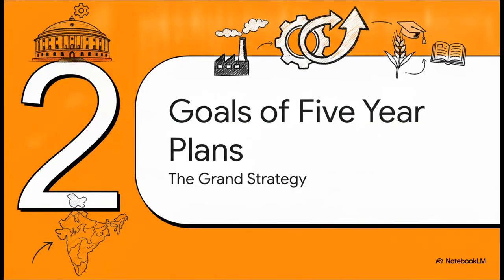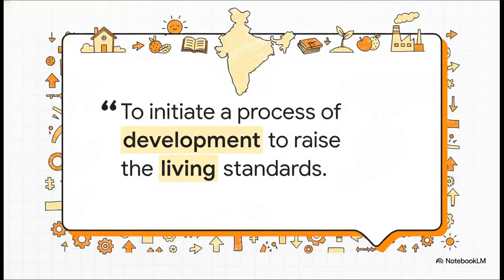Moving on to Section 2, the goals of the 5-year plans, which was really their grand strategy. Take a look at this quote from the first 5-year plan. It says the goal is to initiate a process of development which will raise the living standards and open out to the people new opportunities. I absolutely love this because it reminds us that this wasn't just cold, hard economics. It gives a real voice to the core human desire to actually improve the daily lived experiences of Indian citizens and offer them a richer life.